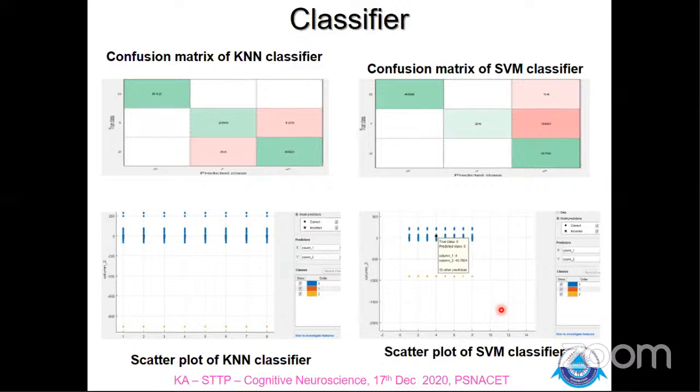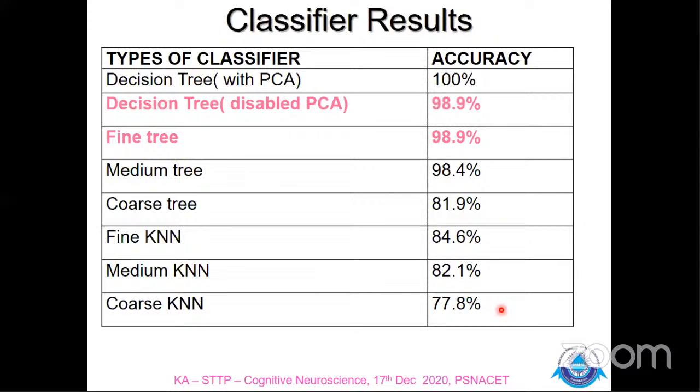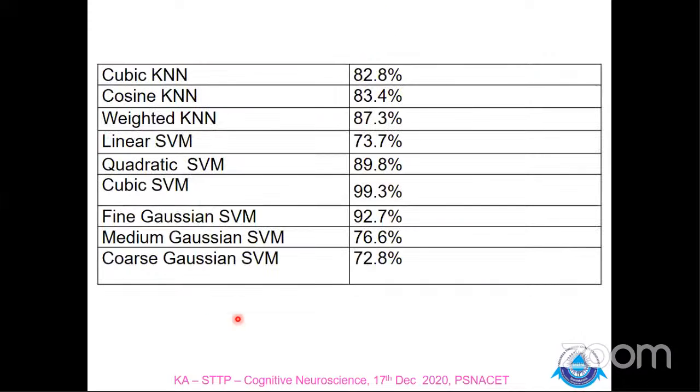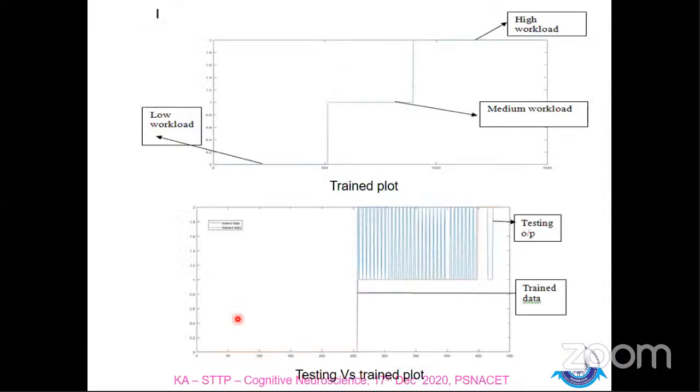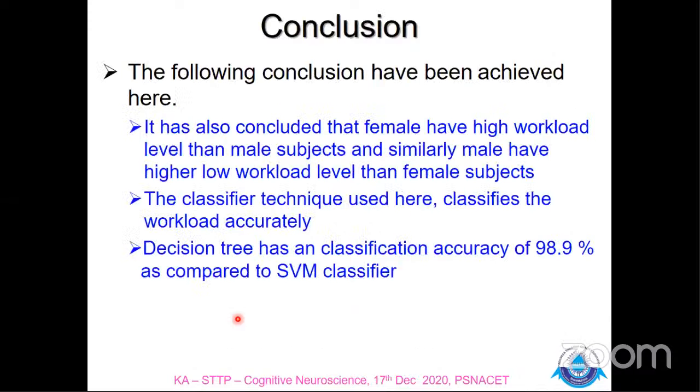Here we can classify only 3 levels: low, medium or high workload. So this is the classifier result. We get the decision tree with PCA disabled, principal components analysis, and we achieve 98%. The fine tree achieves 98% compared to the remaining classifiers, KNN and other decision trees. This is your training and testing data set. So here we conclude.